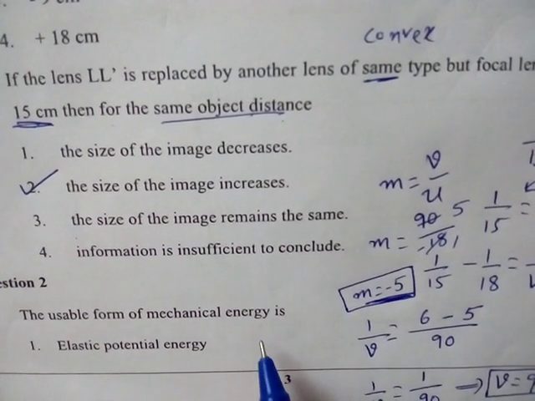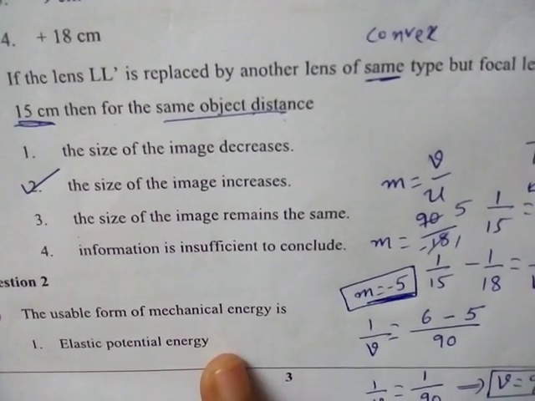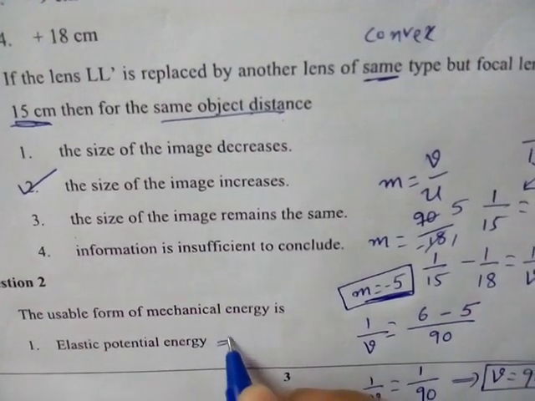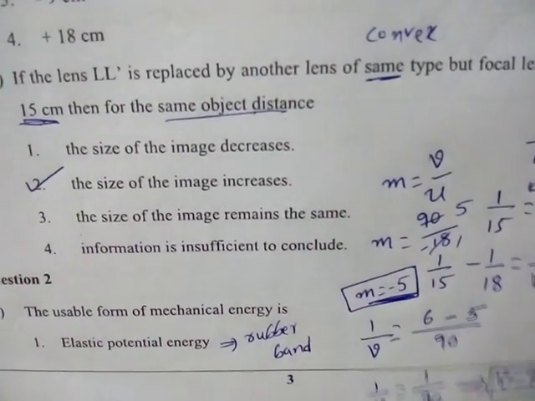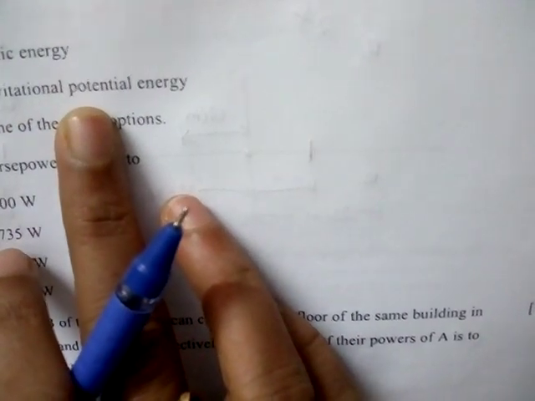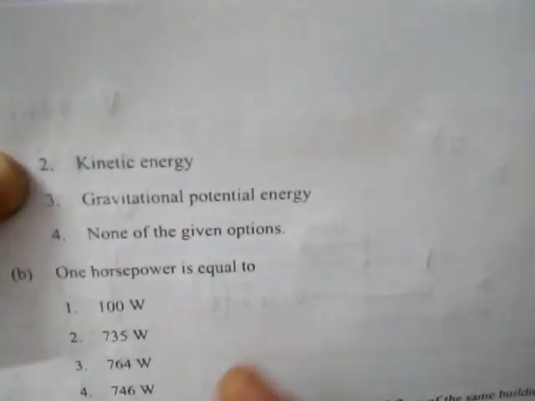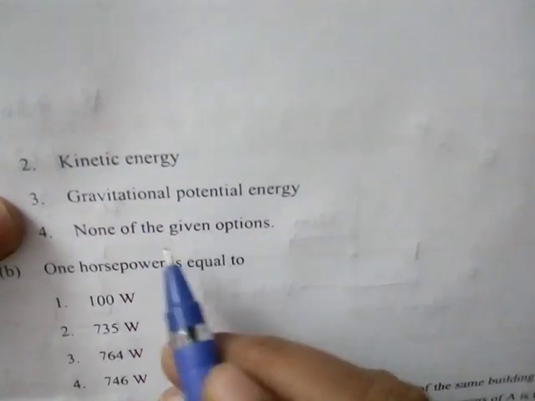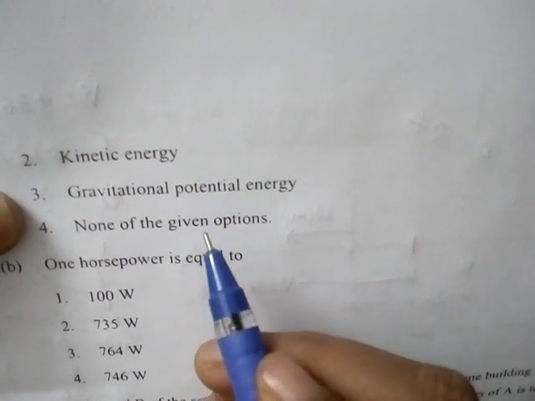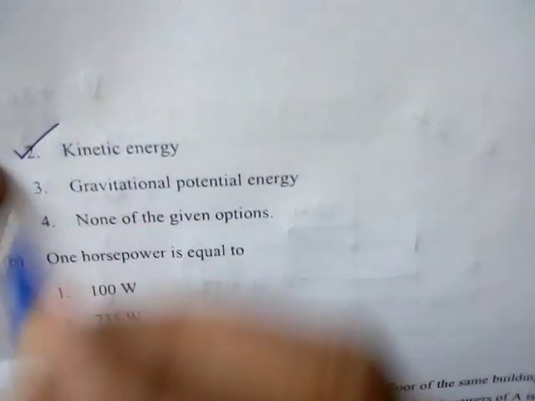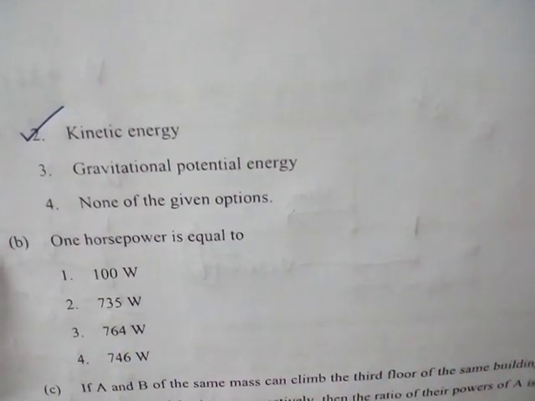The usable form of mechanical energy. So here the first option is elastic potential energy. Elastic potential energy means like a rubber band you can take. Next, kinetic energy. Kinetic energy means energy possessed by the body when it is in motion. Next, gravitational potential energy means when the object is at a certain height from the earth, it possesses gravitational potential energy. And the fourth one is none of the given options. So kinetic energy is the correct option. The usable form of mechanical energy, we take it as kinetic energy.